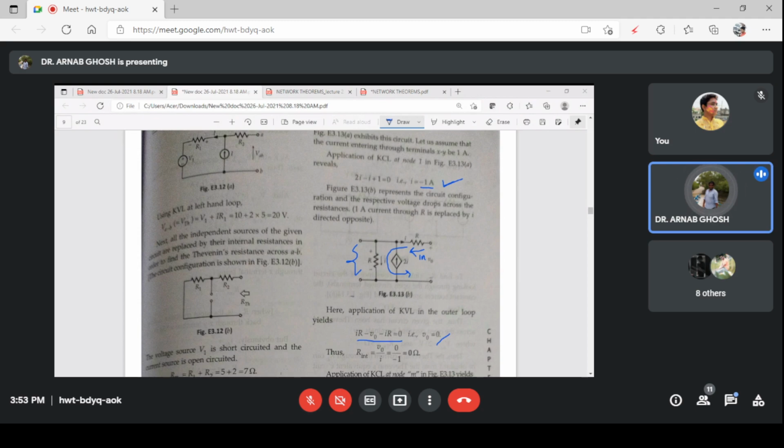You have calculated I as minus 1. So if you have calculated I as minus 1, this part of the equation becomes minus R minus VOC, R is equal to 0. So this R and R get cancelled out. So what is VOC coming out to be? Your VOC is coming out to be 0.